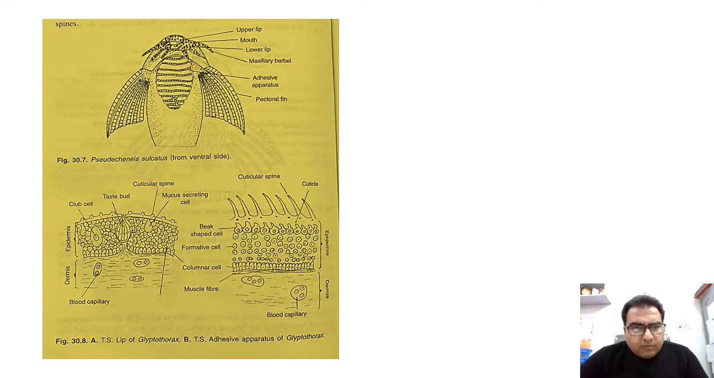Then when we talk about Pseudecheneis, we have talked that there is a U-shaped structure, but here when we talk about the mechanism or the histology, first of all we shall be talking about the histology. We see that the skin is formed of the epidermis and the dermis, whereas the epidermis is formed of several layers of different cells. We do have the beak-shaped cells and the formative cells as well. The larger cells are on the upper side, whereas the smaller cells are toward the inner side.